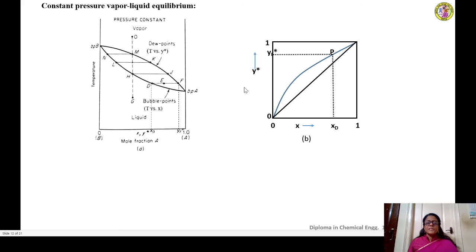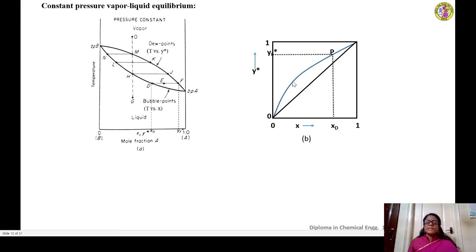So here the y star values have been plotted versus the x values. That means equilibrium vapor phase composition at a given total constant pressure is plotted against the equilibrium liquid phase composition. So when this plot is done, you will get a curve like this. Okay. So if you take the x values from 0 to 1 on x-axis and y values from 0 to 1 on y-axis, then you will get a curve like this.